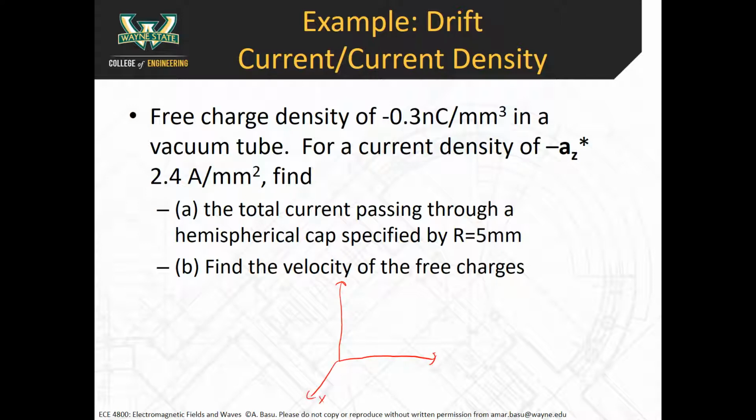So X, Y, Z. So you have a hemispherical cap like this. Assume that this hemispherical cap has some radius. This radius is equal to 5 millimeters. All right, and I'm just gonna extend this line out.